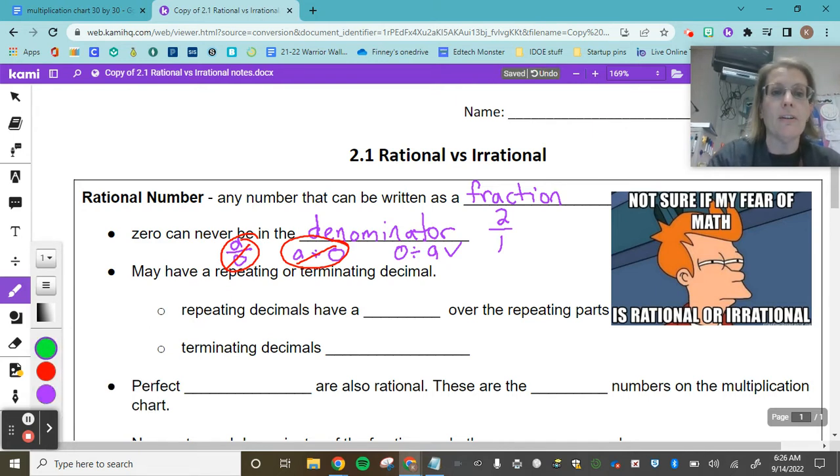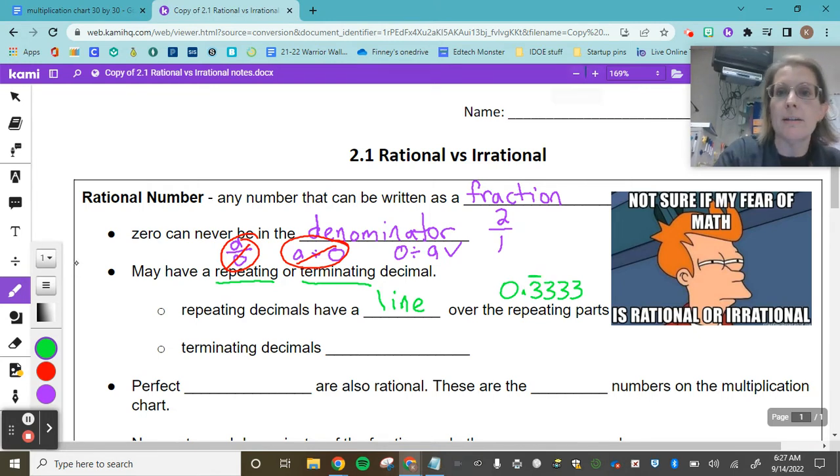Some other characteristics of rational numbers: if they turn into a decimal, they might be repeating or they might be terminating. Repeating decimals have a line over the repeating parts. You might remember this, like if you had 0.3 repeating, which is 1/3. Actually, let me rewrite it. You would just write that as 0.3 with the bar over the 3. And then terminating decimals are decimals that will end.